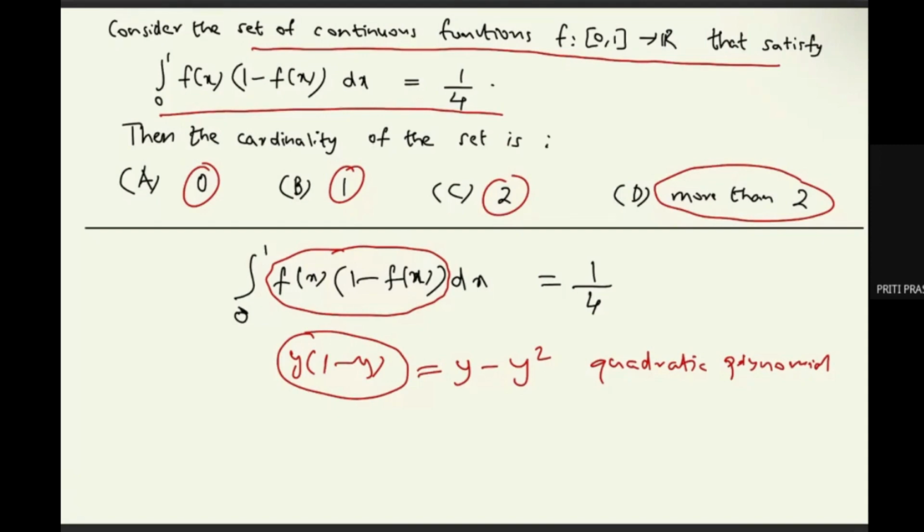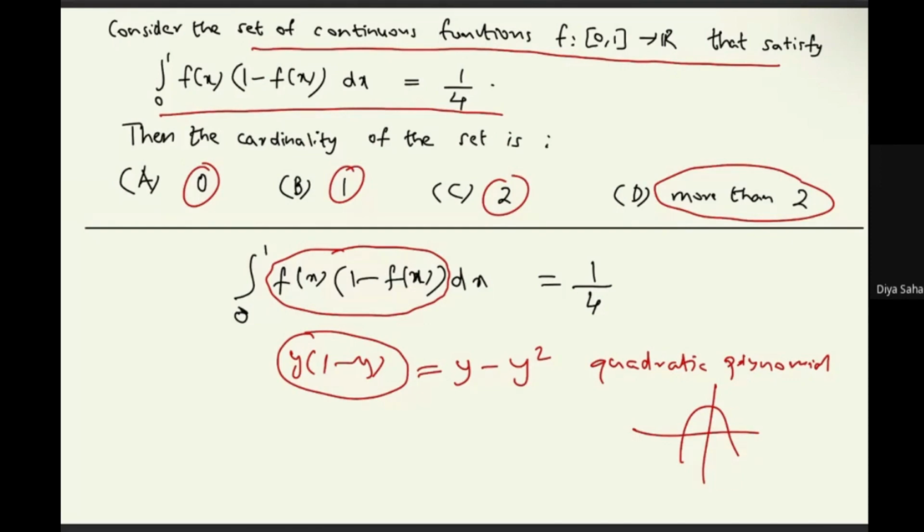How does it look like? It will have a maximum at half. Yeah, so it's a downward facing parabola. That's what I want. You should have some geometrical idea about these kinds of functions. So when you see this quadratic polynomial, you should have this idea.